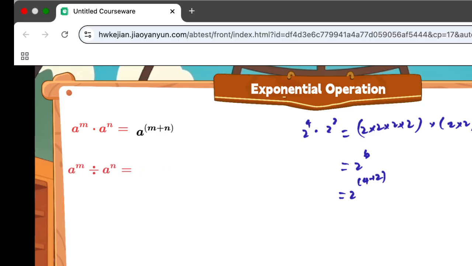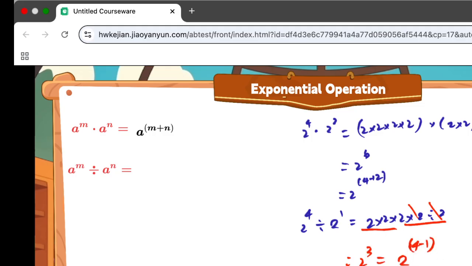But what if that is to do the division, a to the power of m divided by a to the power of n? The same example, 2 to the power of 4 divided by 2 to the power of 1. It means we will first have 4 2's, but divided by 1 2. So when we multiply and divide by the same number, this one will be cancelled. We will just have 3 2's left. The 3 comes from the two exponents subtracted. So the same actually, when we have the two exponents divided, we will just have the base written down and the exponent subtracted.